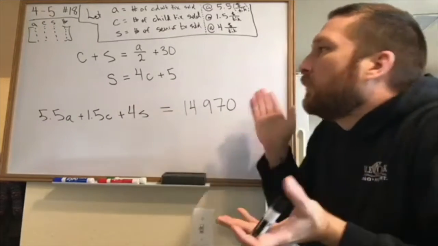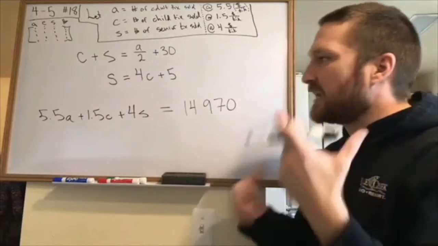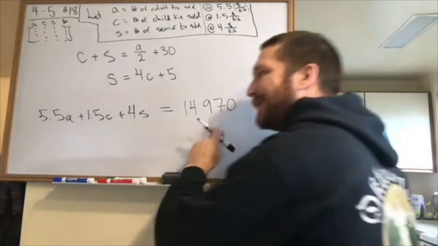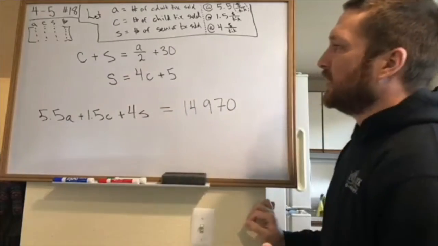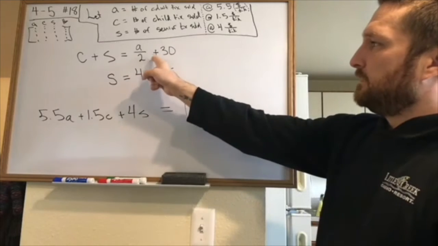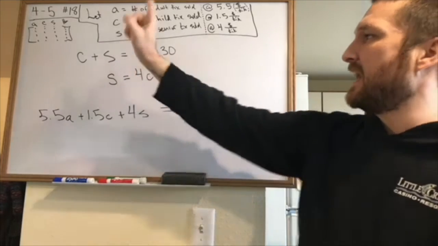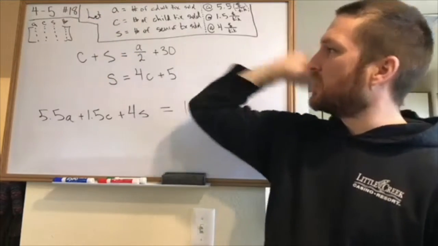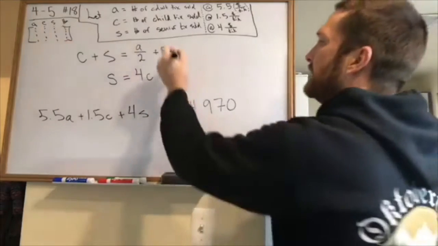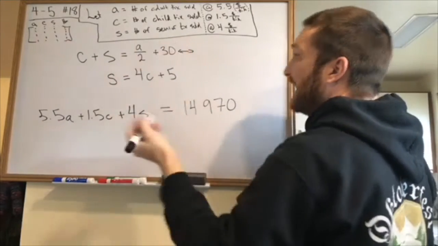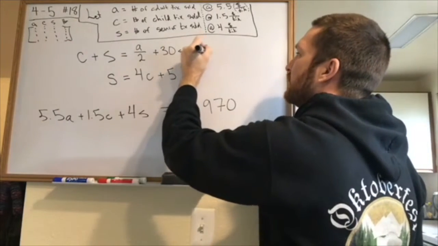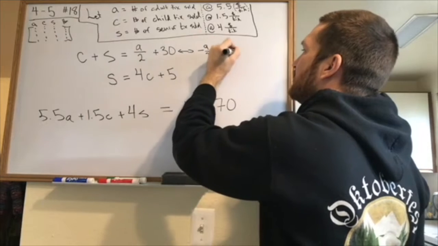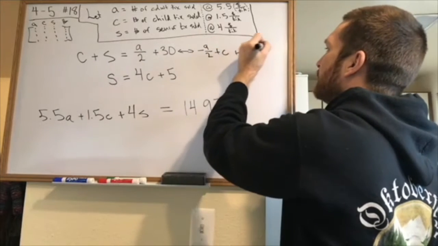Why choose it that way? Well, because that's the alphabetical order, and that's just how I like to keep things straight. You see, I went ahead and wrote it that way here. So in this case, I need to get that A over on that side. So I'm going to go ahead and subtract the A over 2. That gives me minus A over 2 plus C plus S equals 30.